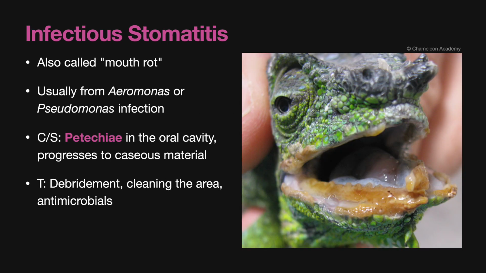There are only a few notable diseases to remember about lizards through the NAVLE, so I put them in no particular order. We will start with infectious stomatitis, which is also known as mouth rot. This condition is usually caused by Aeromonas or Pseudomonas infections. Clinical signs include petechiae in the oral cavity that may progress to caseous material. Treatment involves debridement, cleaning the area, and antimicrobials.